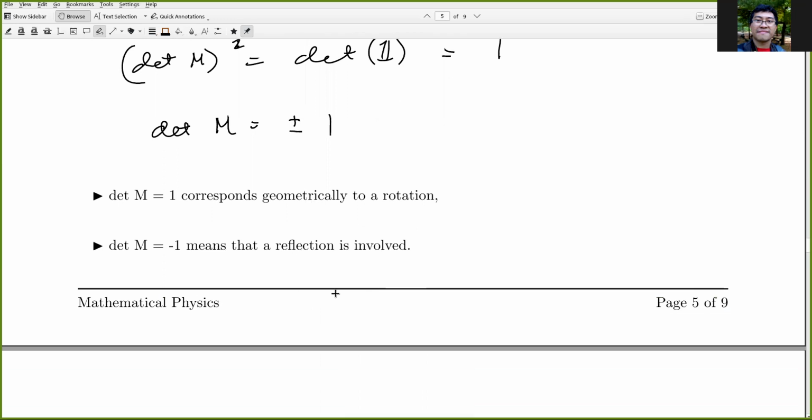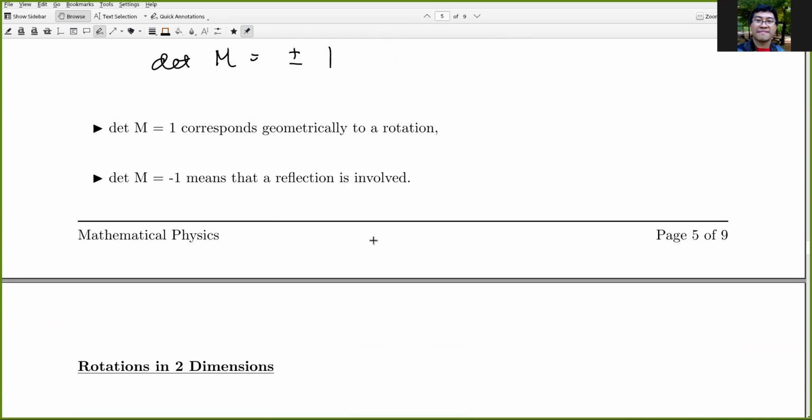So there are two cases: when the determinant of M is 1 and when the determinant of M is minus 1. When it's 1, it corresponds to a rotation. If it's minus 1, it corresponds to a reflection.